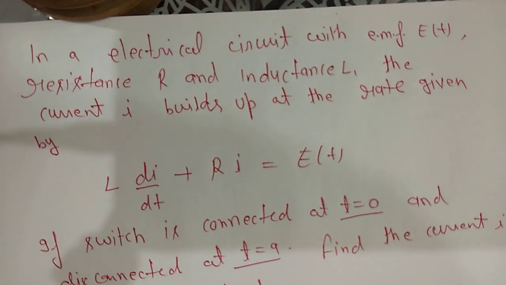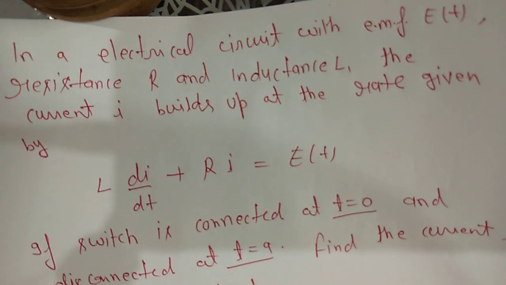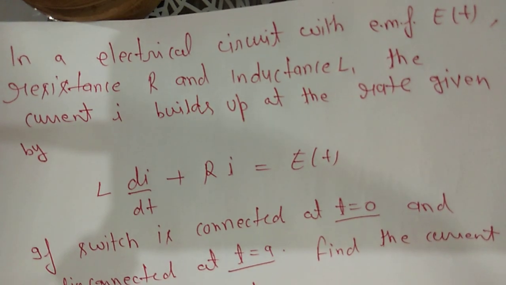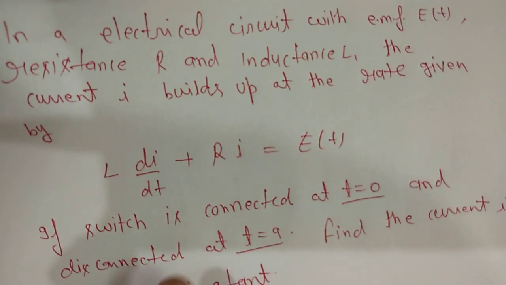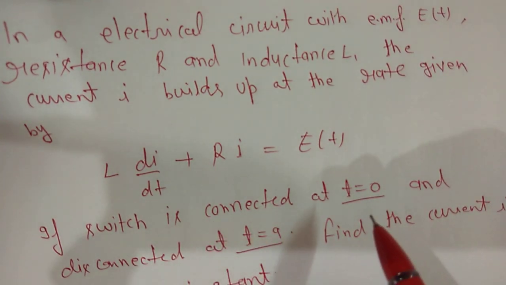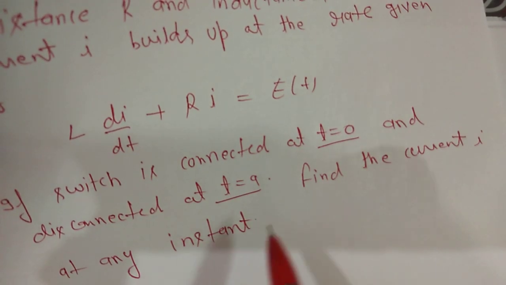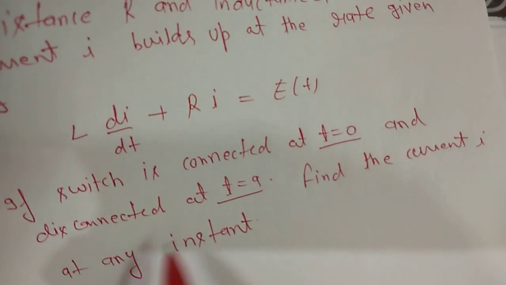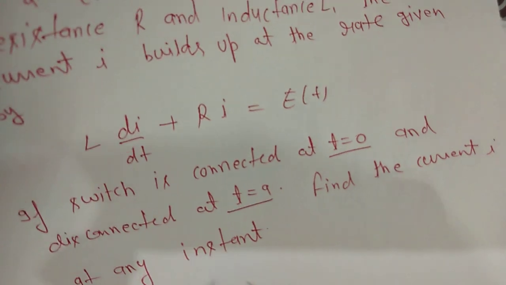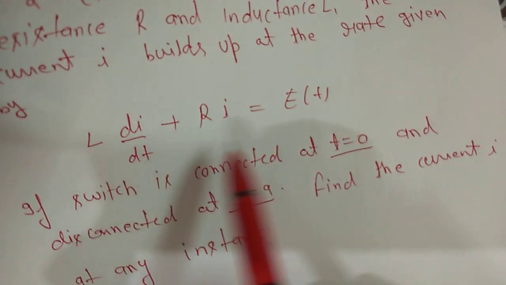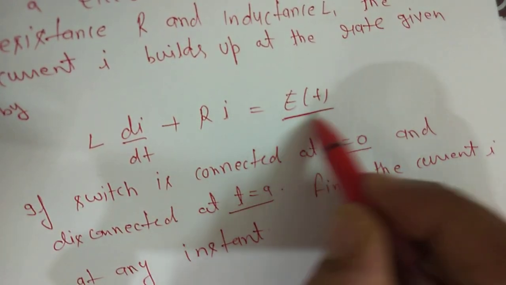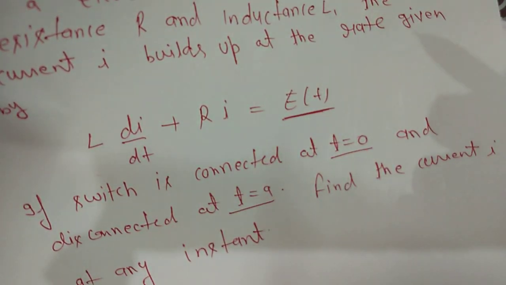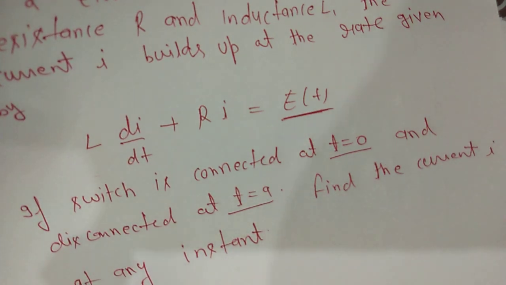The next problem is: in an electric circuit with EMF E(t), resistance R and inductance L, the current I is built up at the rate given by L di/dt + Ri = E(t). If the switch is connected at t = 0 and disconnected at t = a, find the current at any instant. So we need to solve a first order differential equation, and this is the important part: E(t) here is not continuous, it stops after t = a.